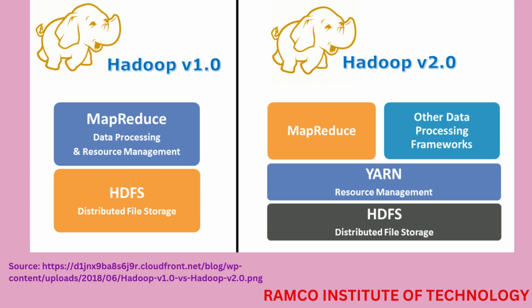So this is the comparison between Hadoop version 1 and Hadoop version 2. In Hadoop version 1, we have only two components, that is HDFS and MapReduce. In version 2, we have HDFS, Yarn and MapReduce. HDFS is used for file storage. MapReduce is used for data processing and resource management in version 1. In version 2, MapReduce is used only for data processing and Yarn is used for resource management.